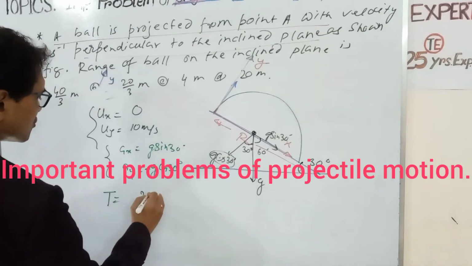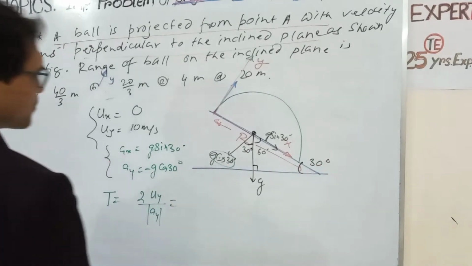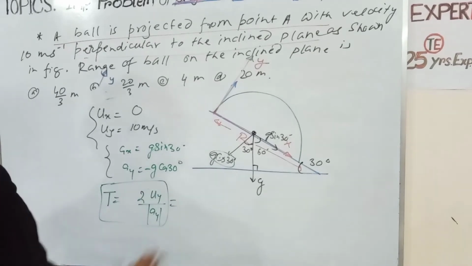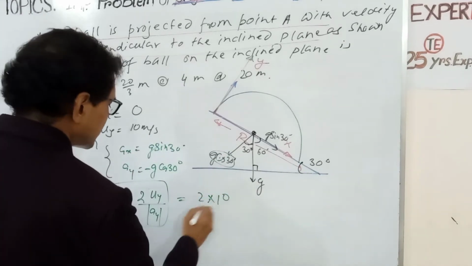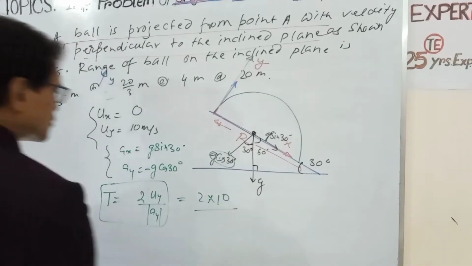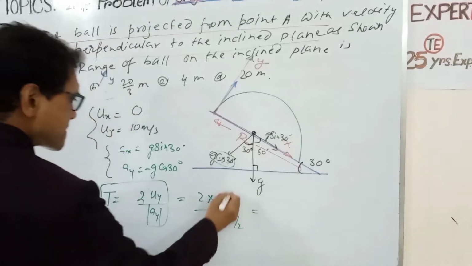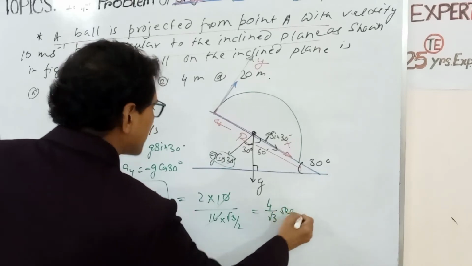Time of flight equals, we know, 2uy by the magnitude of ay. Time of flight, always we use this formula. So 2uy means 2 into 10, by ay, magnitude of this, 10 cos 30 degree, root 3 by 2, which is equal to 4 by root 3. So this is the time of flight.